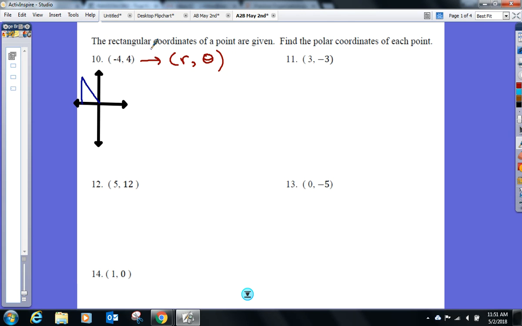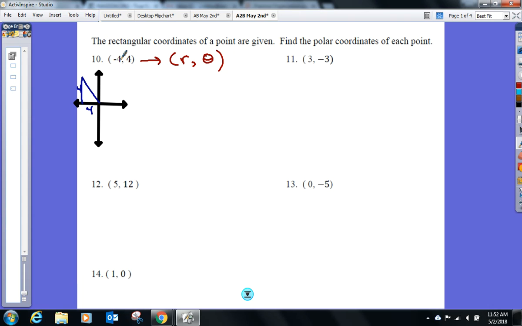On the x-axis, what was my x-coordinate? It was negative 4, but again, you're talking side lengths of a triangle, never negative. I know it says negative 4, but we always put the positive versions because we're talking about side lengths. And the same thing goes for the y value, positive 4. So I got 4 and 4 here.